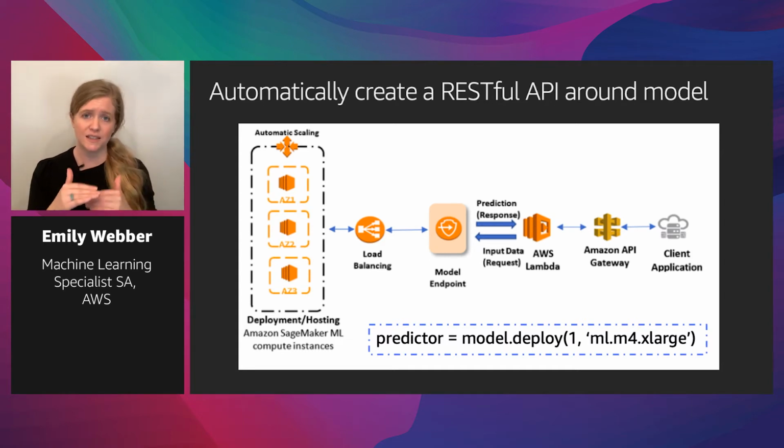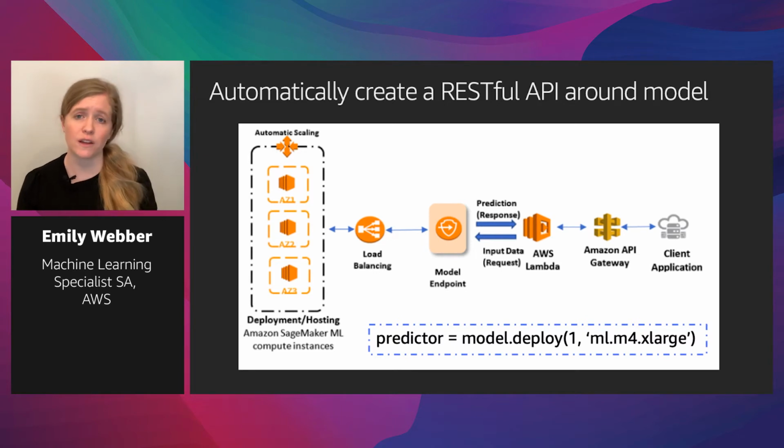You'll typically see your endpoint integrated with a Lambda function. This is a common pattern that customers tell us is helpful, so that they can connect their API gateway to their endpoints in a really seamless fashion.